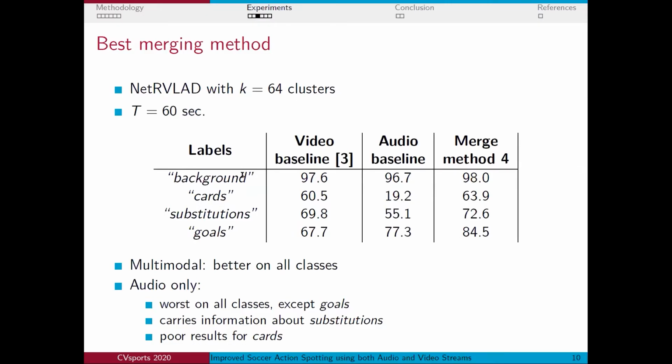In this table, we show the performance on the different classes of the dataset for this best model on video classification. The multimodal model, which is the last column, provides better results on all classes. The audio model is the worst in terms of general performance and is also the worst on all classes except for the goals, where it is better than the video baseline. The audio stream also seems to carry some information about substitutions, which can be explained by the fact that fans can applaud or boo a player according to his performance on the field. But the cards seem not to be well detected by the audio stream.